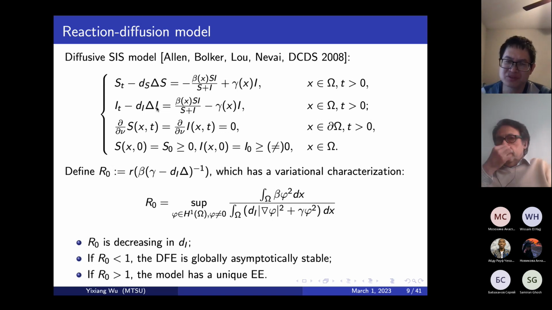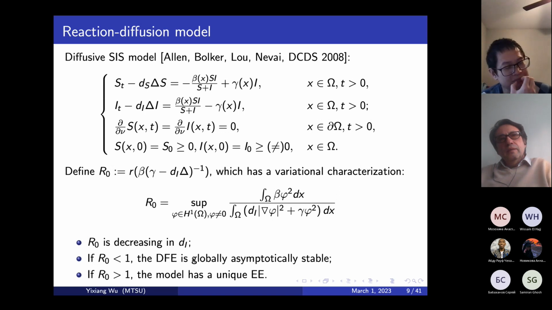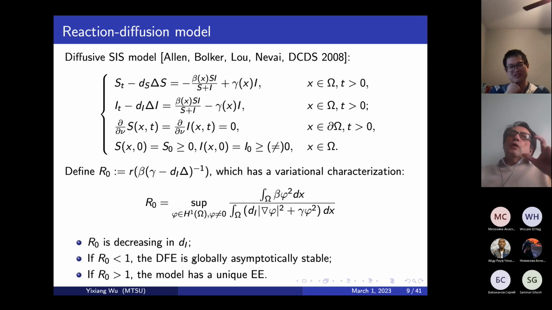I will still expect R0 to be decreasing in DI, and I probably still expect that if R0 is less than 1, you have a stable disease-free equilibrium. But if the matrix is reducible, can we expect that there are different values of the basic reproduction number for different blocks of this matrix? Yeah, exactly.